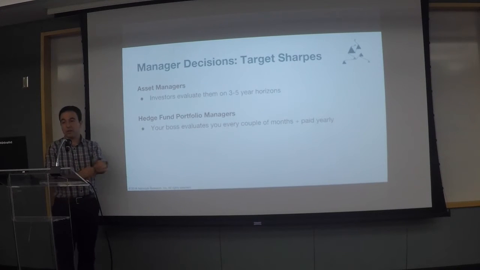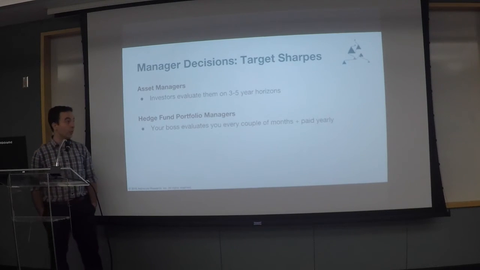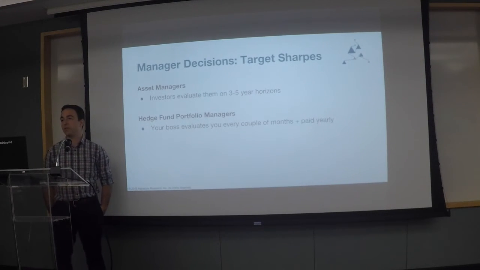So if we look at this not from the investor side, but for portfolio managers who work at these funds, so my former job, what's the number you aspire to get? Basically, what's the number you need to get to keep your job? And so if you're an asset manager, people will give you money for 3 to 5 years. So you need to make sure that after 3 to 5 years, you've made money for them.